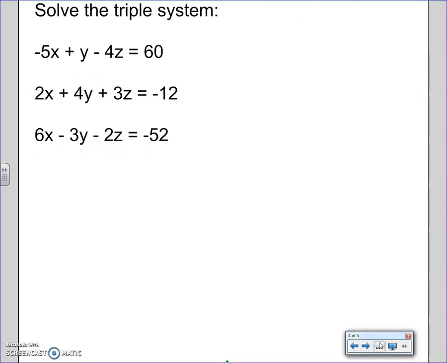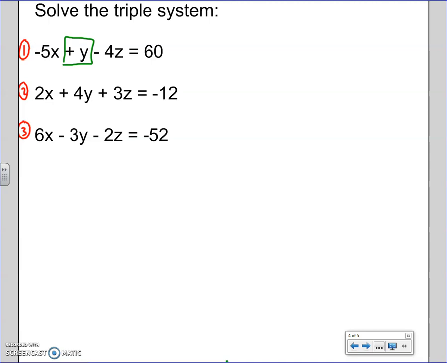So here's the first problem. Here's a triple system, x, y, z. There's three equations. Make sure you're very organized. I like labeling them. This is equation number one, equation number two, equation number three. You're going to pick a letter and do elimination. I like y. I like y because y is by itself. I can change that one y into anything else.